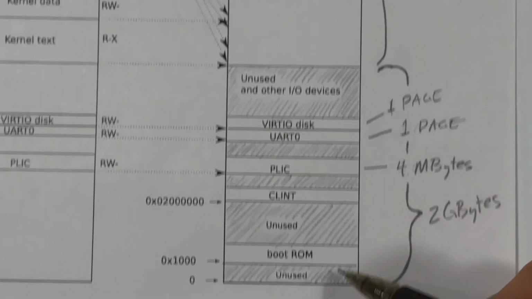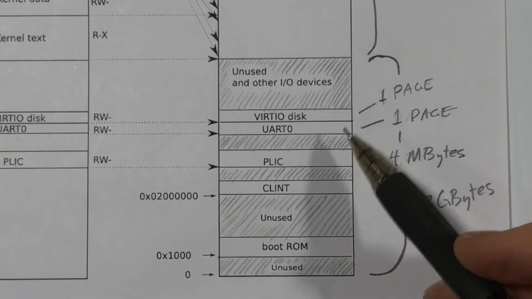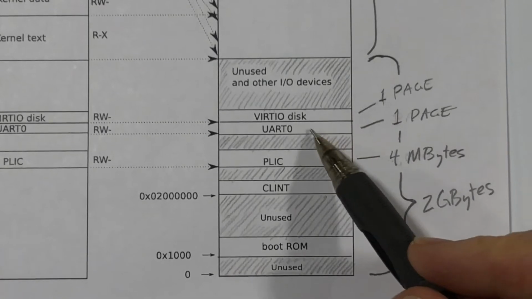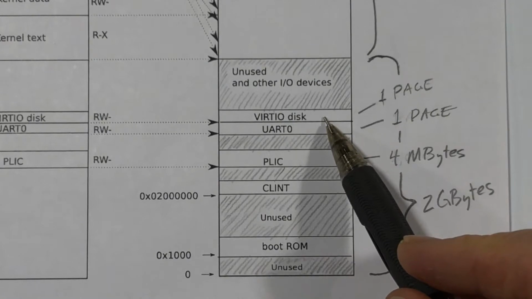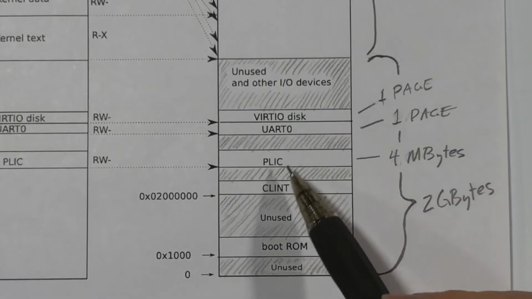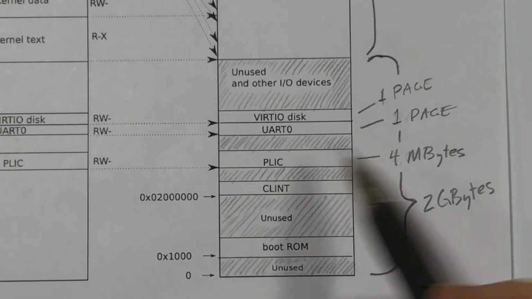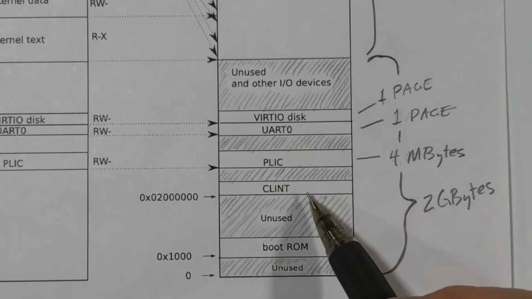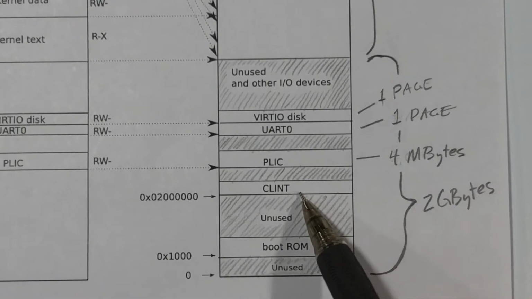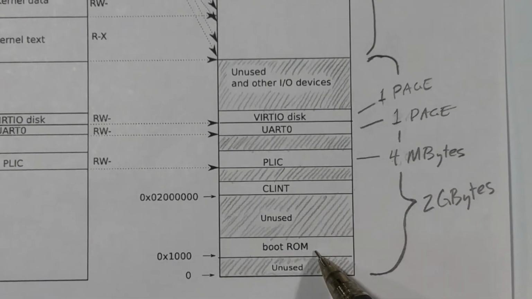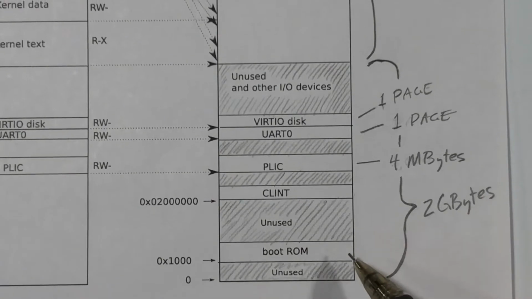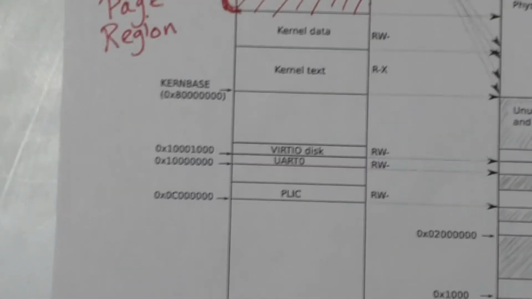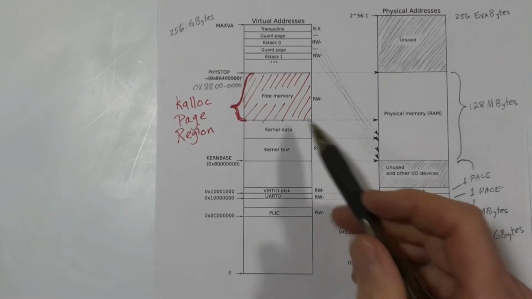And below that, we have space for the memory mapped devices. We see the serial communication device, it gets a page. We see the disk device, that gets a page. We see the platform level interrupt controller, that gets 4 megabytes. And we also see a core local interrupt controller. Down here is the boot ROM. After the kernel is executing, the booting process is over, so this is not accessed at all by the kernel. Now over on the left-hand side, we see the virtual address space for the kernel.